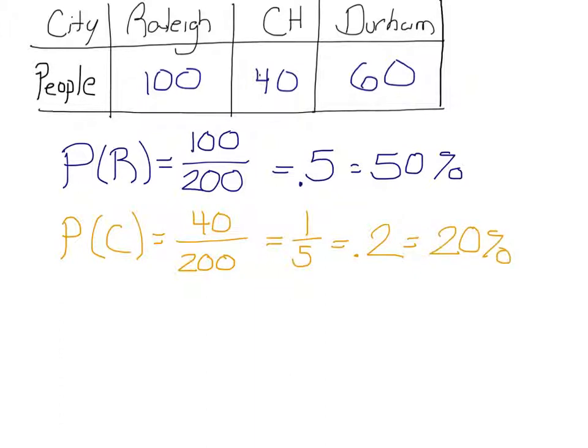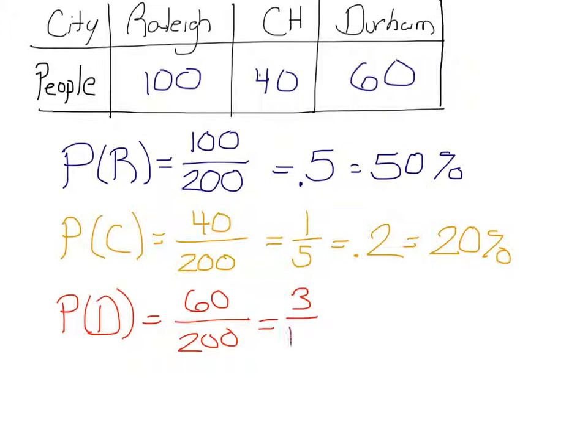Okay, and let's finally find the probability that you're from Durham. Maybe I'll do red for that. The probability that you're from Durham is going to be 60 over 200. That can be reduced to 3 over 10, which I know is 0.3, which I can also write as 30%.